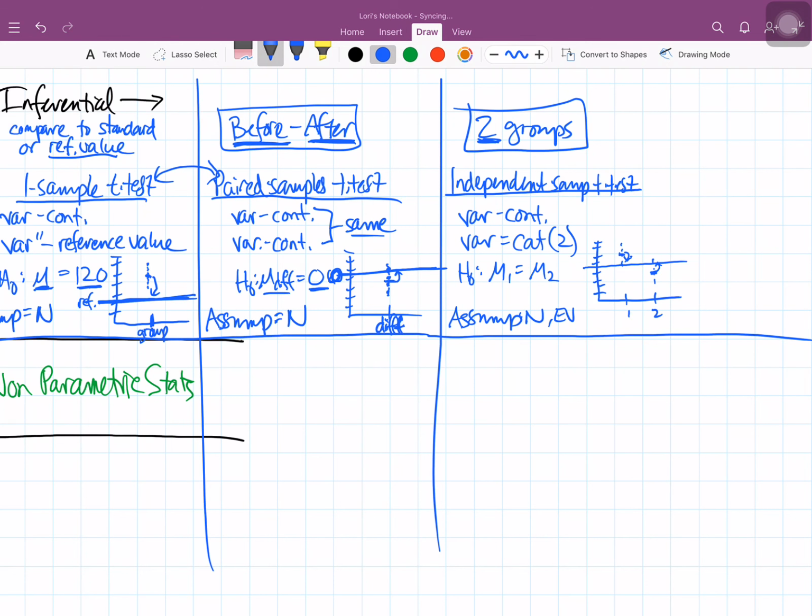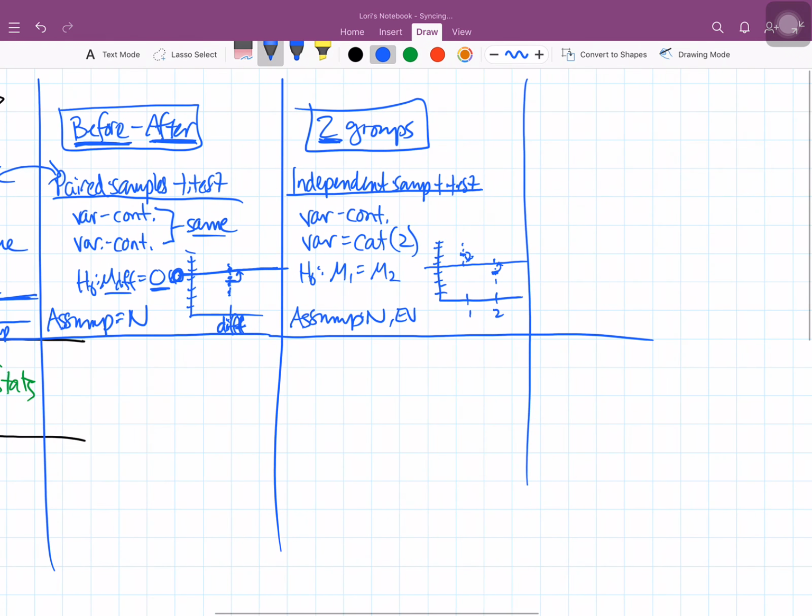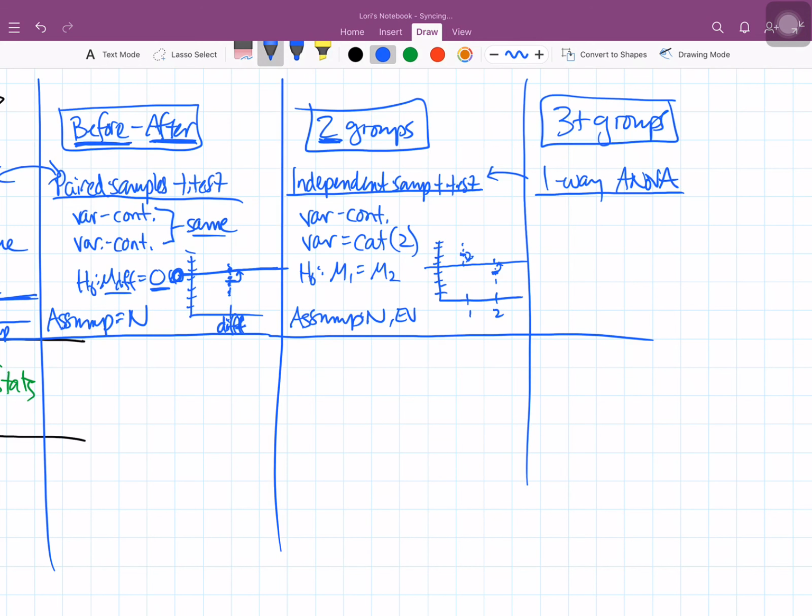And then finally we have a OneWay ANOVA, and this is just like a grown-up independent samples t-test, or another way of saying it is that the independent samples t-test is a specific case of a OneWay ANOVA that only has two groups. So in a OneWay ANOVA we can have three or more groups. Mathematically, it's not wrong to run two groups as a OneWay ANOVA, just independent samples t-test is a better answer for those scenarios. So here we have a variable.